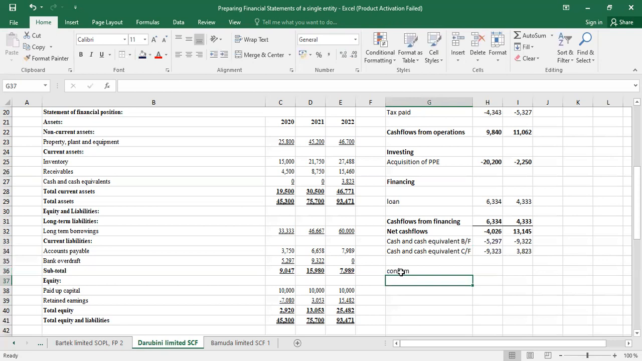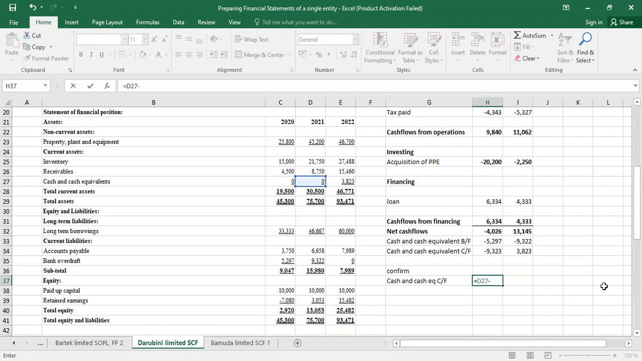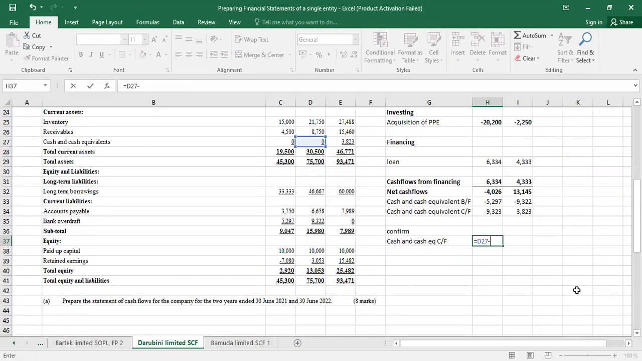So cash and cash equivalent carried forward, isn't it? It would be equal. So what is carried forward is on the year, isn't it? So cash here, this one minus bank overdraft, isn't it? Then we drag again.